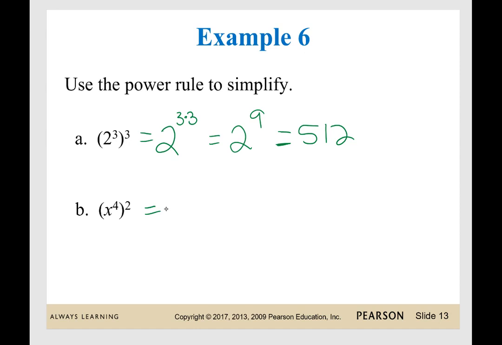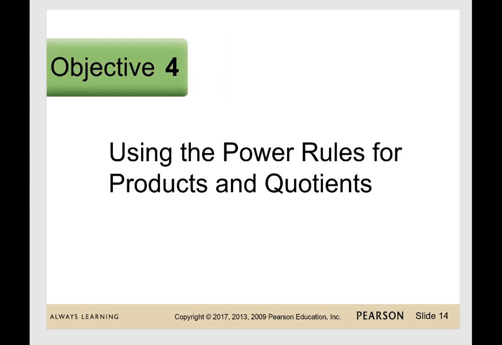All right, same thing here. Keep the base, multiply those exponents. So my answer will be x to the 8th. All right, so that's the power rule. Pretty straightforward, nothing too fancy. All right, it does have two cousins, and that's what the next objective discusses.